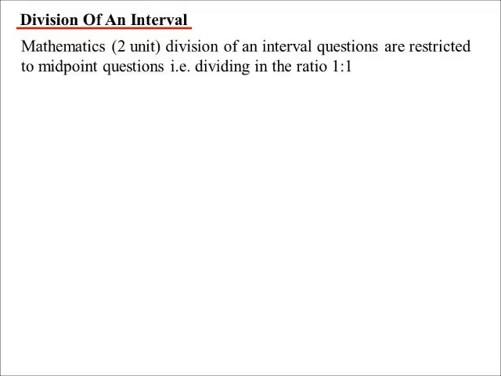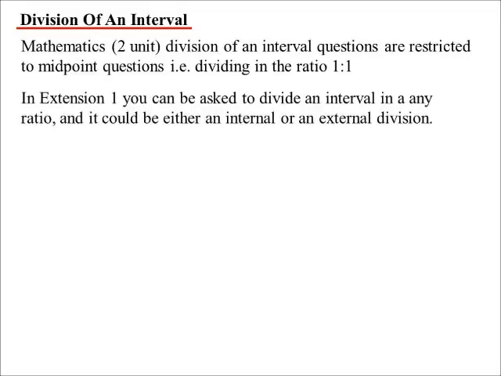The only division of an interval that a 2-unit student would ever do is midpoint. And when you think about it, it is division of an interval, but the division happens to be in the ratio 1 to 1. And that's about all they're expected to handle. In extension 1, it could be any ratio whatsoever, and it could be internal or external. So what does that mean? Here's an interval XY. I can put a point anywhere in the middle.